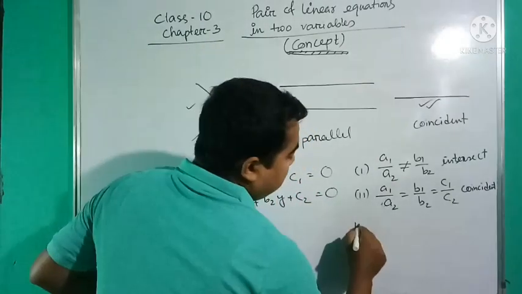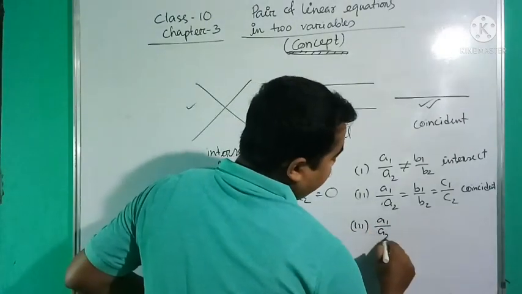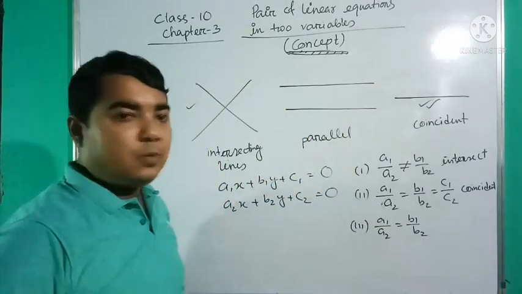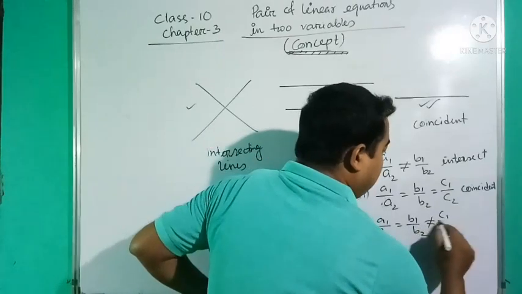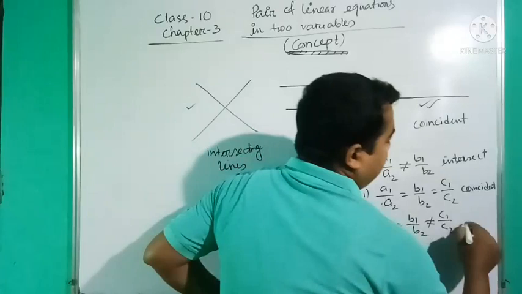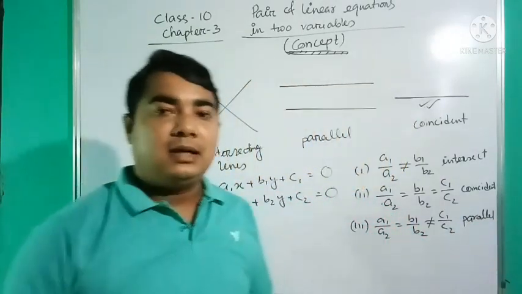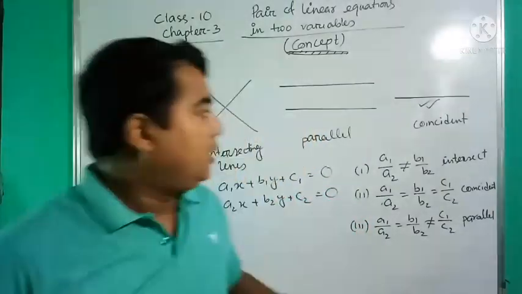Next, the third condition: if a1 by a2 equals b1 by b2, but not equal to c1 by c2, then both lines are parallel. Parallel means no intersecting point.